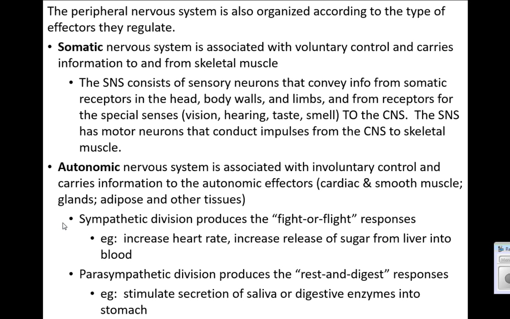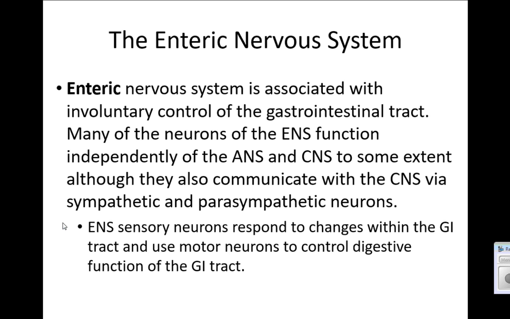Okay. Now the third division of the autonomic nervous system is the enteric, which is specific to the GI tract. The GI tract or gastrointestinal tract includes our stomach and our intestines. So both the small and large intestines. Like I said, we'll talk mostly about this later in the semester when we get to digestion. And what's cool is many of the neurons of the enteric nervous system function independently of the autonomic and central nervous systems, but they're also going to communicate with the central nervous system by way of that sympathetic parasympathetic aspect.